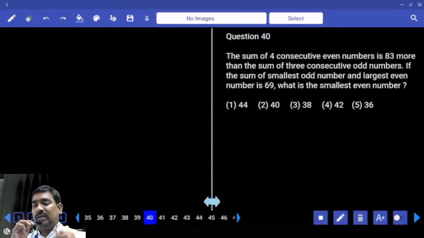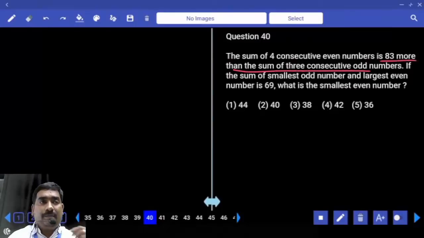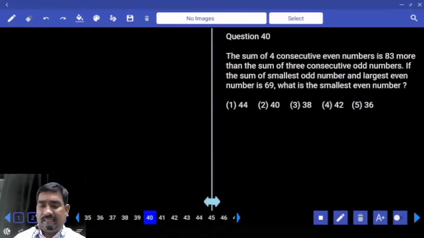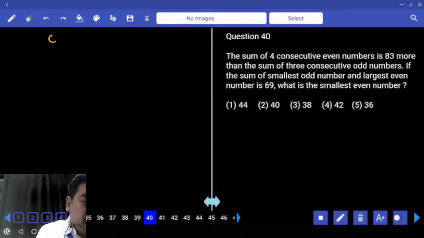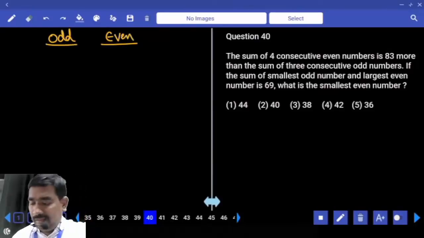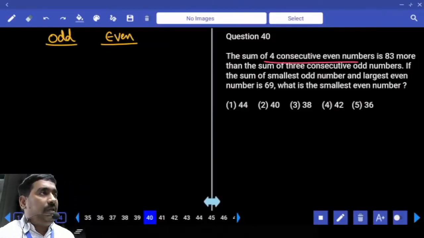The sum of 4 consecutive even numbers is 83 more than the sum of 3 consecutive odd numbers. If the sum of the smallest odd number and the largest even number is 69, what is the smallest even number? Odd numbers and even numbers. How many even numbers are there? 4 consecutive even numbers are there.